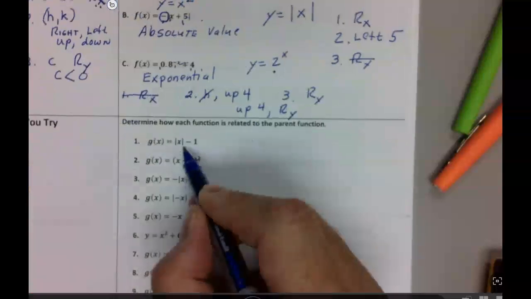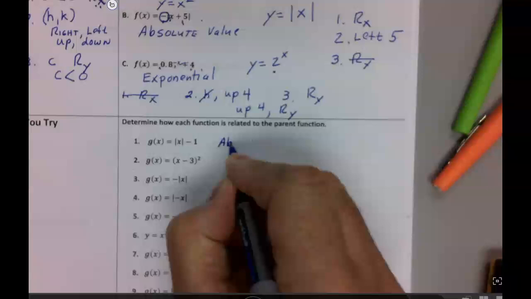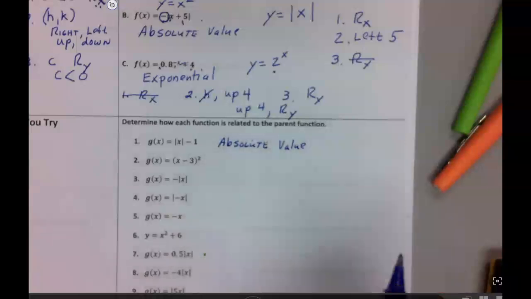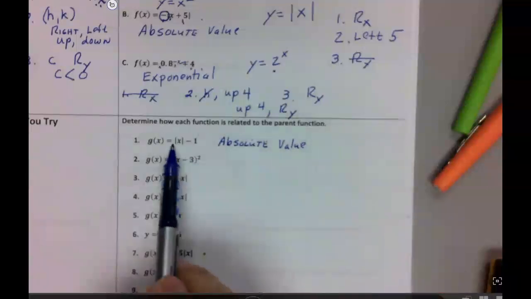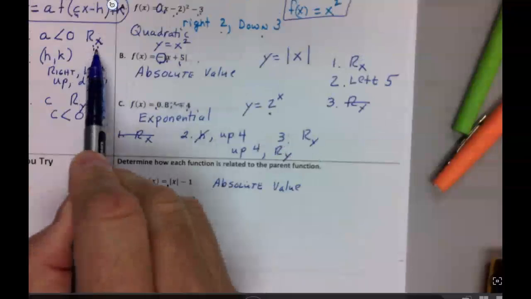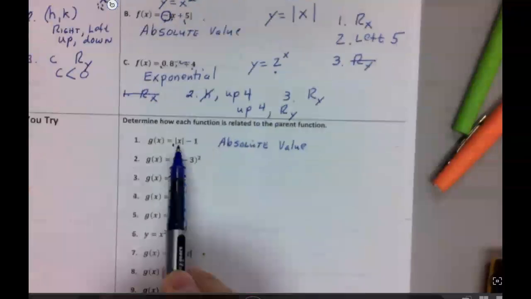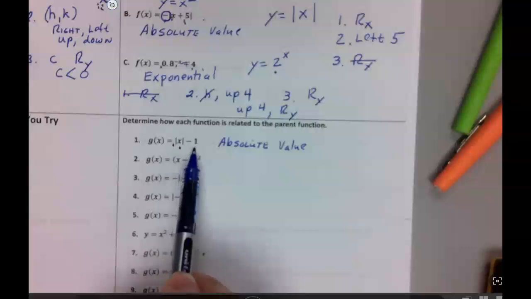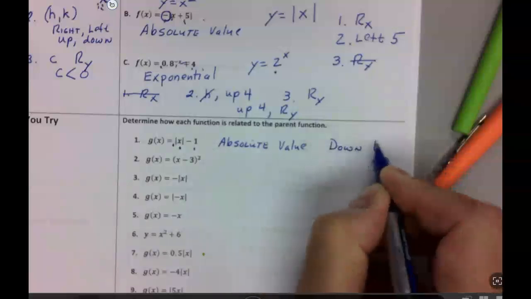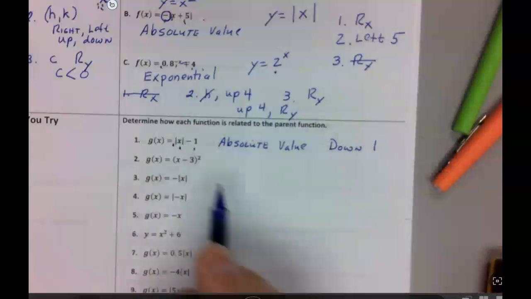Okay, this one here is an absolute value function, right? Agreed? Okay, is there anything in front? Nope. So this one here has no reflecting across the X, correct? Is there anything inside, is there any shifting right or left? Nope. So no. What about K? I'm shifting it which way? Down 1. So that would be it for this one, agreed? Agreed? Yeah.